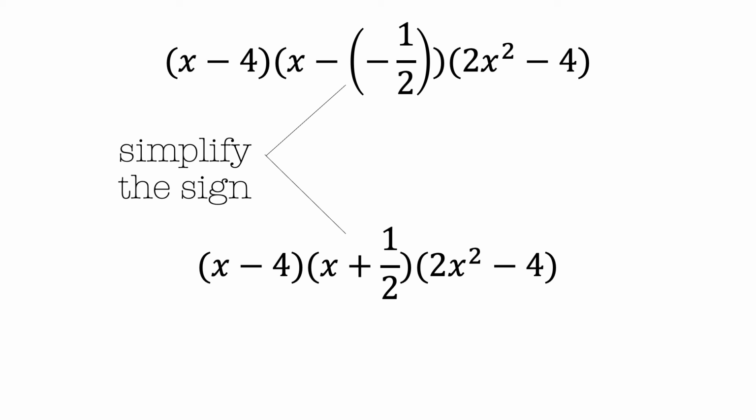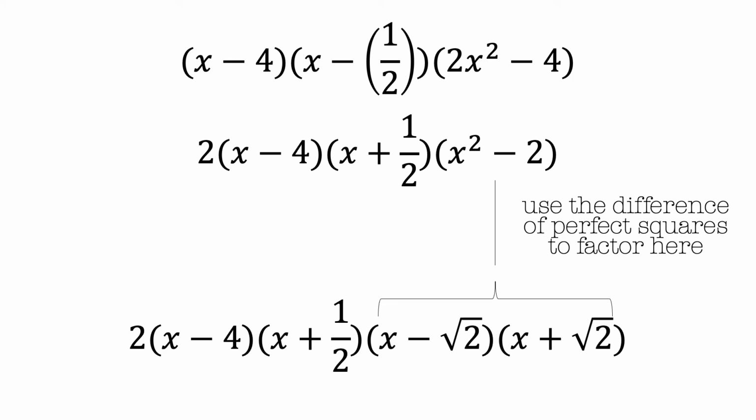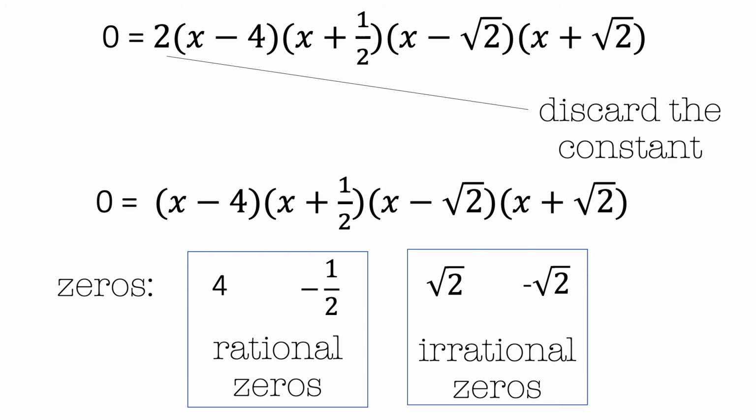So here you can see we're simplifying the sign, right? X minus a negative 1/2 becomes x plus 1/2. We can factor out the greatest common factor of 2 here, and then factor out the difference of 2 perfect squares to fully factor here. Since this is set to 0, we can discard the constant of 2. We would then solve each of the factors for 0, and we get the rational zeros of 4 and negative 1/2, and the irrational zeros of the square root of 2 and negative square root of 2.